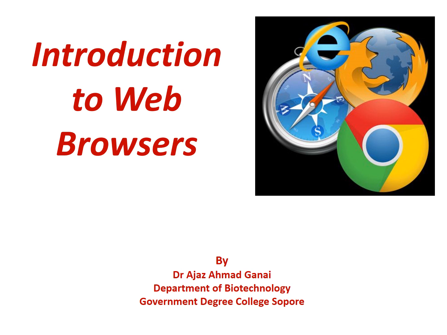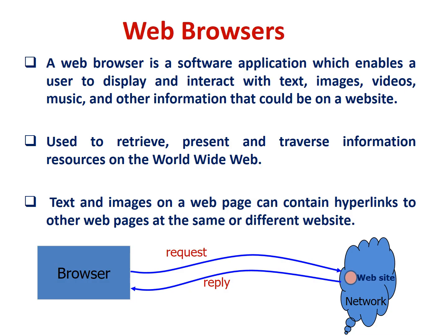Dear students, in this presentation we are going to learn about web browsers. A browser may be defined as any kind of software application that enables a user to display and interact with the text, images, music, videos, and other types of information that are available on the website. Usually web browsers are used for retrieving, presenting and traversing information resources on the World Wide Web.